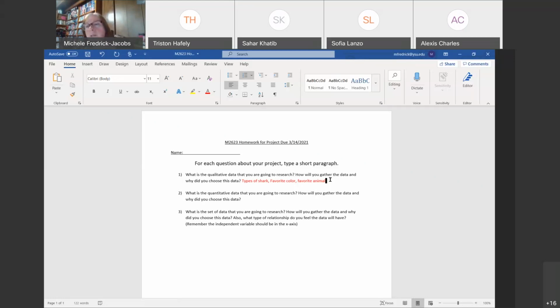Do you want us to avoid yes/no questions? Correct. If you have a yes or no question, then you're only going to have 2 bars. So you don't want yes or no, but you can make it multiple choice. I will put this document up on Blackboard as soon as we're done with class.